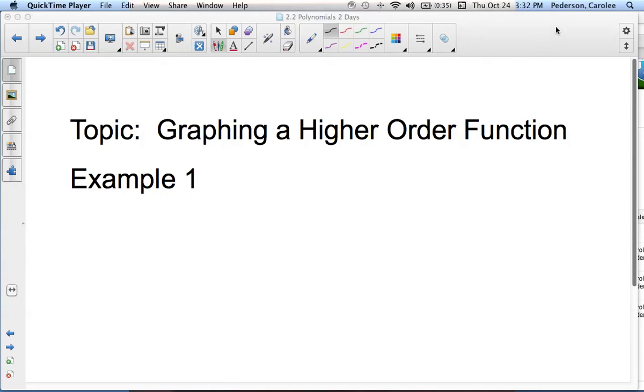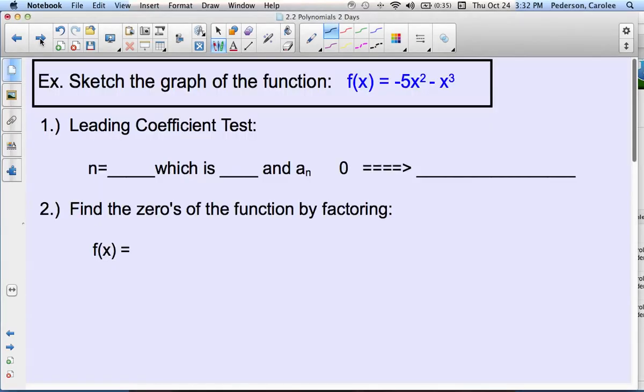We're going to go through a video here on graphing a higher order polynomial. This example has multiple steps in it. Please take your time and pause if you need to. This function is f of x equals negative 5x squared minus x cubed.